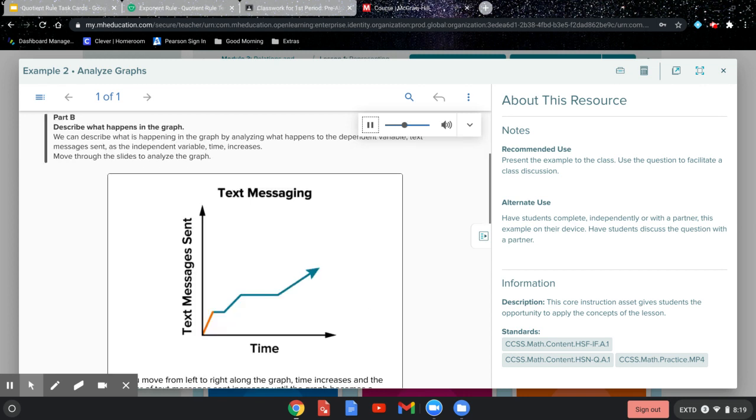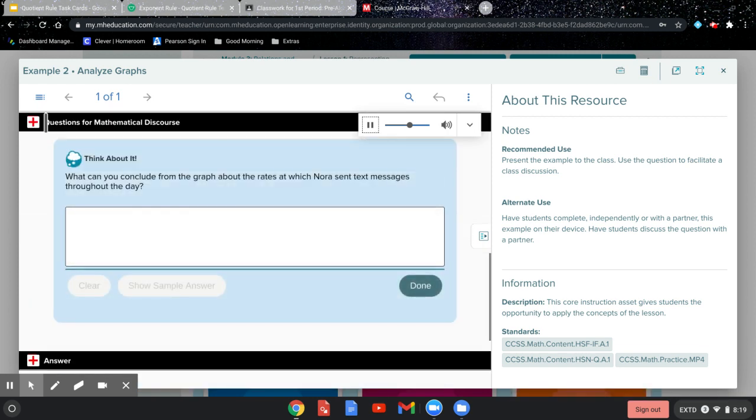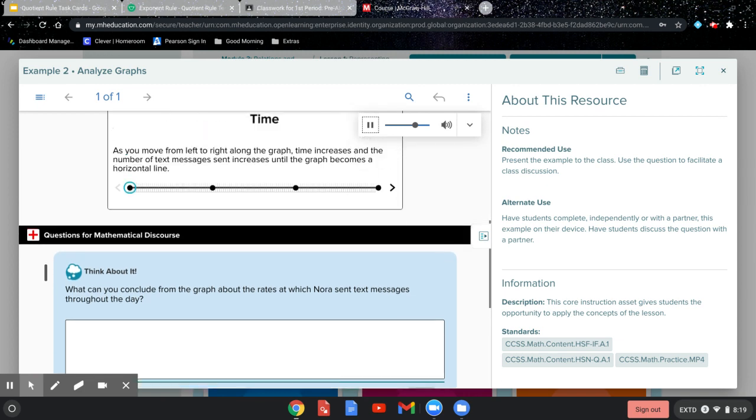Part B. Describe what happens in the graph. We can describe what is happening in the graph by analyzing what happens to the dependent variable, text messages sent, as the independent variable, time, increases. Move through the slides to analyze the graph. Questions for mathematical discourse. Think about it.